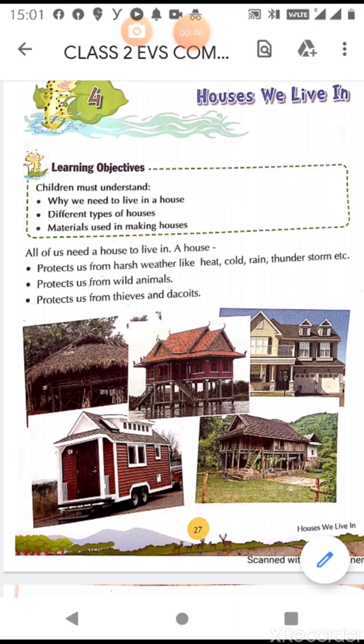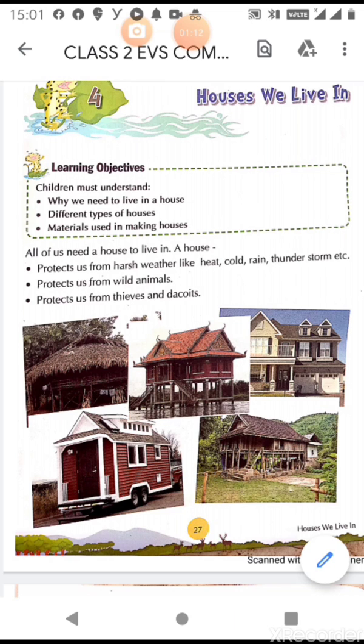Why do we need house? So the name of the lesson is Houses We Live In. This is lesson number 4. So in this lesson, we will learn why we need to live in a house, what are the different types of houses, and what are the materials used in making houses.